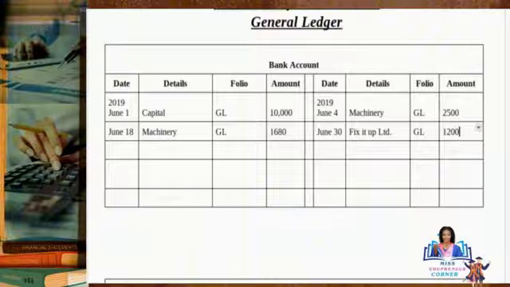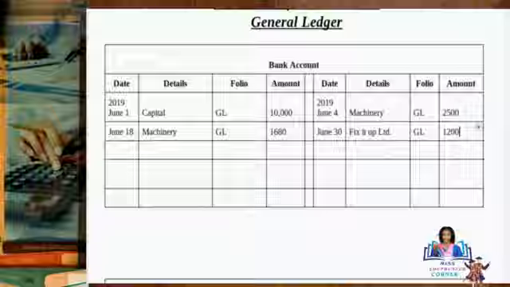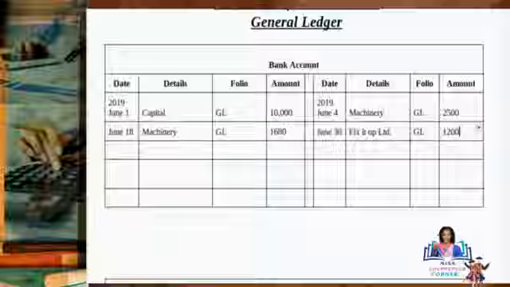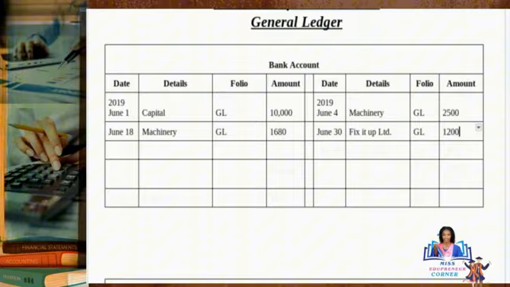So go ahead and add up your capital figure of $10,000 plus your machinery figure of $1,680, and you should get $11,680 in total. So that's the total for the debit side, $11,680. So that's the total for this side.